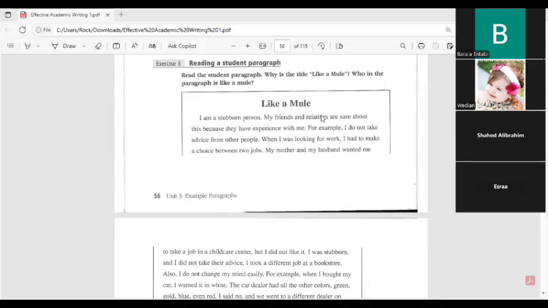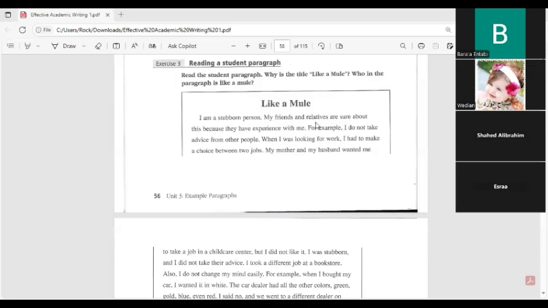Okay, like a mule, as I told you, a mule is an animal similar to a donkey, and it's also an adjective or a word used to describe a person who is stubborn. Okay, I am a stubborn person. Stubborn, as I told you, means somebody who is determined not to change his mind, although people around him say that he is not right. Okay, I am a stubborn person.